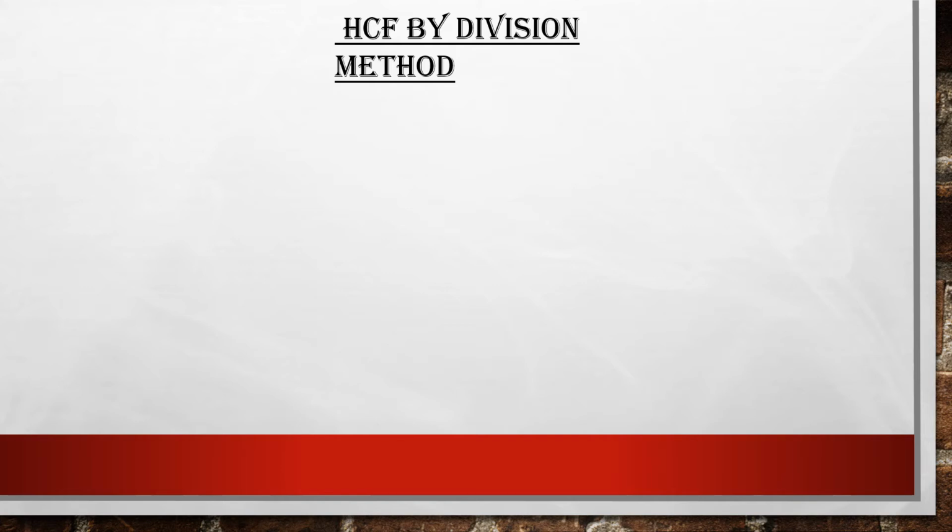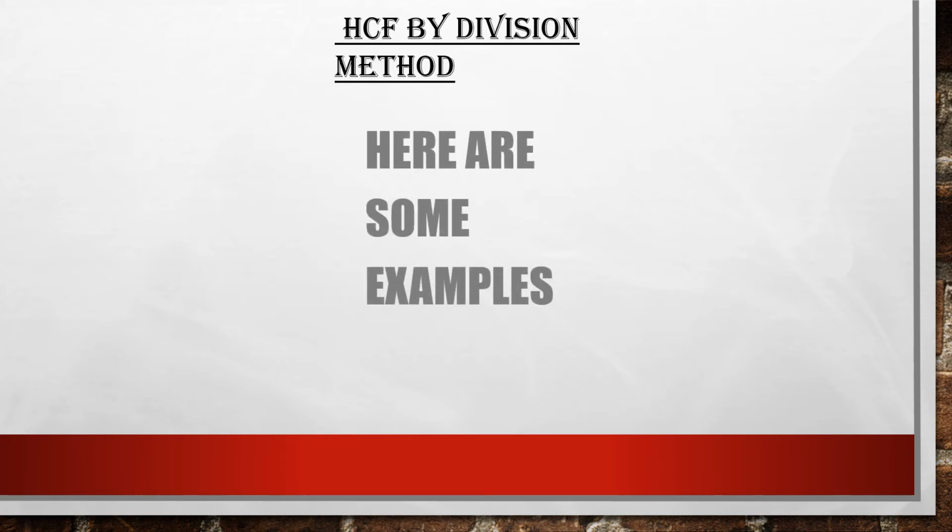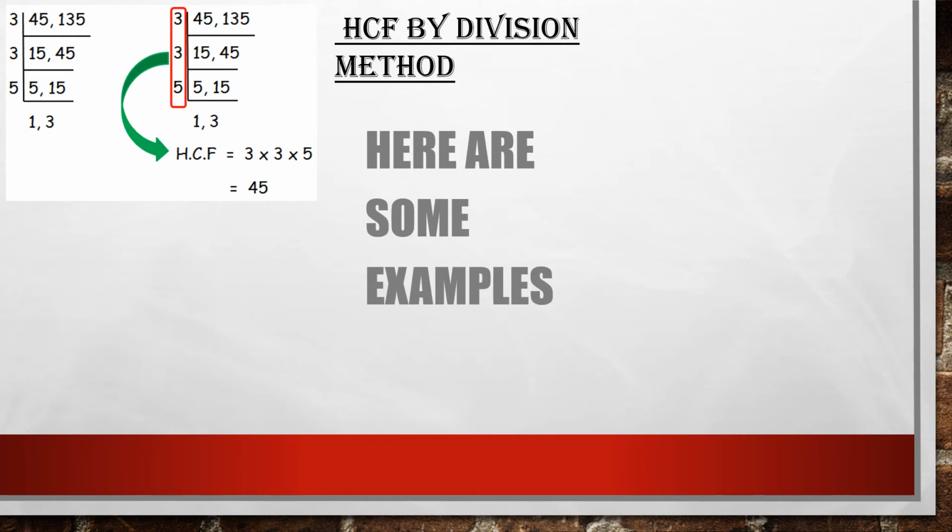Yet another method of finding HCF, we call it the division method. We'll see that with the help of some examples. First numbers are 45 and 135. Let's try to get the HCF of 45 and 135. Both 45 and 135 are divisible by 3 and the quotients are 15 and 45 respectively.